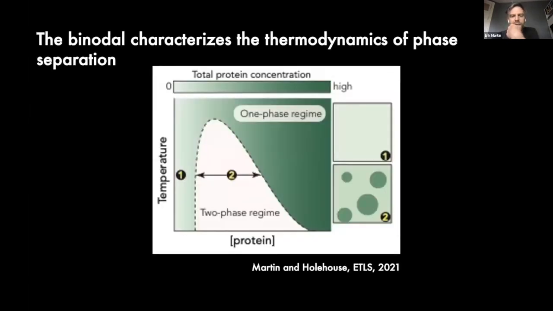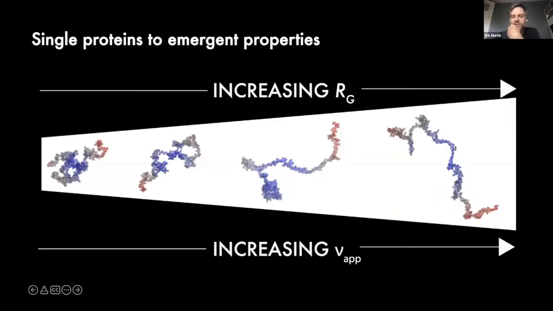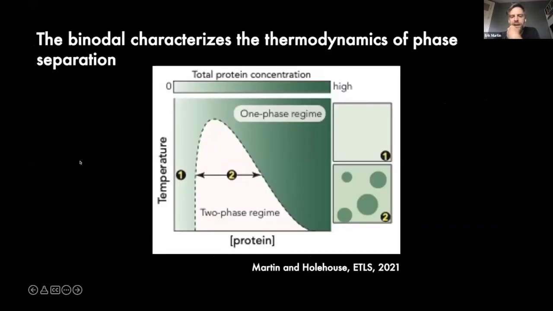So the way that we then map this onto emergent properties is to think about it in terms of a phase diagram. If you can imagine a single protein going from extended to collapsed, the phase diagram essentially represents many proteins going from dispersed to collapsed into droplets. And this is characterized by the phase diagram, which is the thermodynamic currency of phase separation.